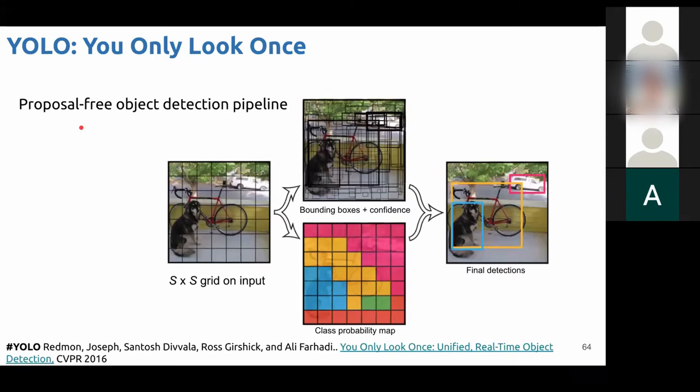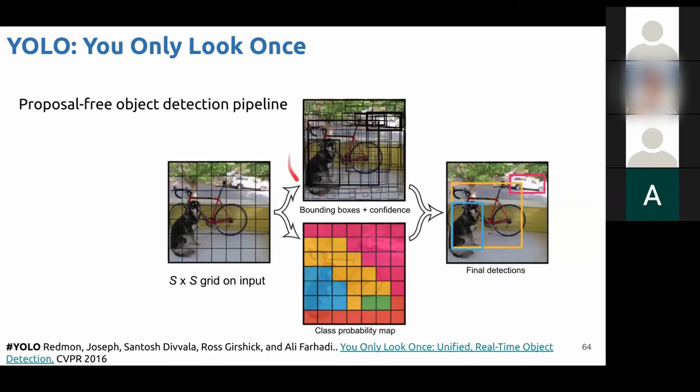Okay, I guess there was a problem with the recording. So this model called YOLO, You Only Look Once, was the first proposal that didn't have any object proposals. What did they do? They had an image, and they defined a grid over the image, let's say of S times S cells. Then for each cell, they predicted a bounding box and a confidence that the bounding box contains an object.